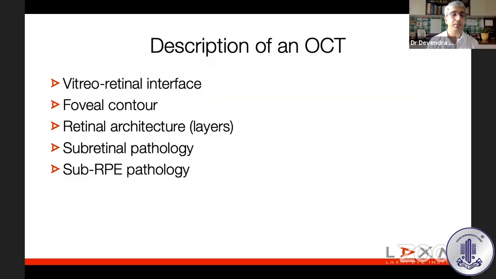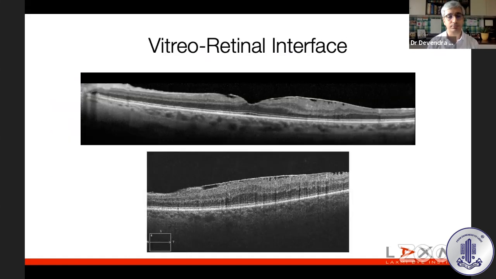So we'll be restricting ourselves basically to different line scans of the retina and describing them under these various headings, because it's always useful to follow this schema where you go from top to bottom, so you don't miss out anything, and you can also get the relationship of different layers with each other, and that helps you diagnose what the pathology is and where the pathology is.